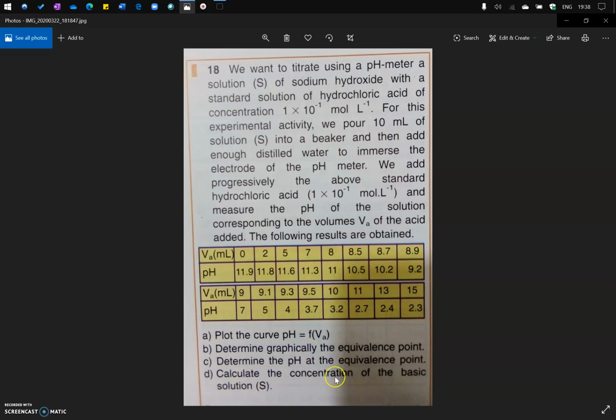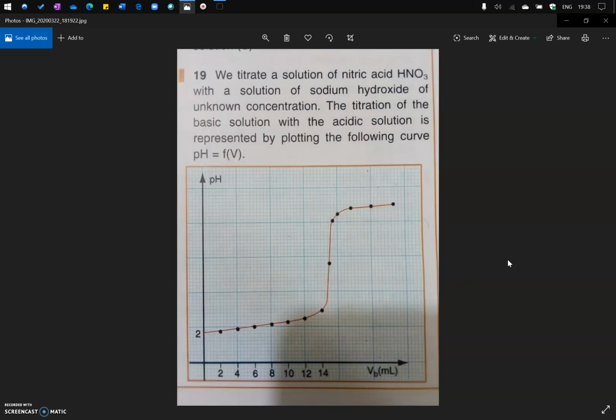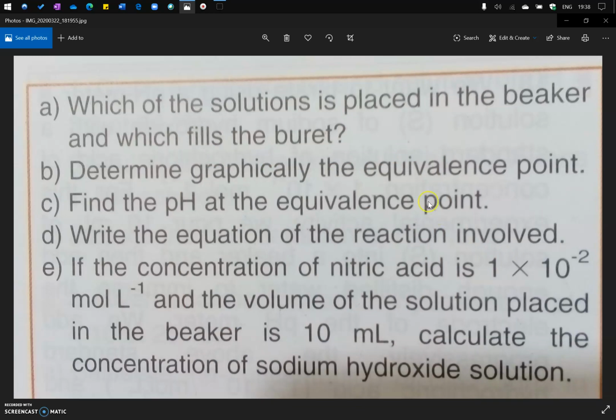In part D, calculate the concentration of the basic solution. So here we have CAVA equals CBVB, and you have 3 of them and you find the 4th one. Exercise 19 is very similar, however here you have the graph. And the questions are which of the solutions is placed in the beaker and which fills the burette. And to know this, you need to look, of course, at the graph and the axis.